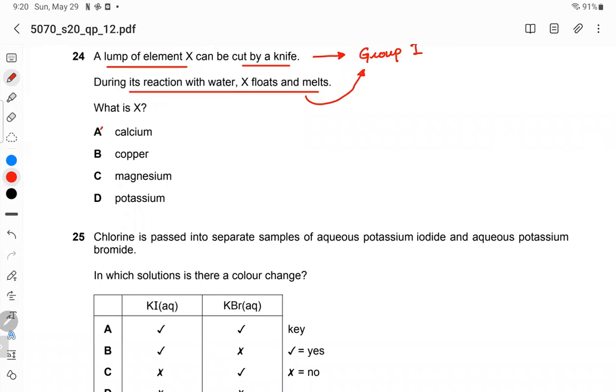So what is X? A is calcium. No, calcium does not float and cannot be cut by a knife. Copper is a very typical metal. In the same way, magnesium is also. So our correct answer is D. So D is the correct answer.